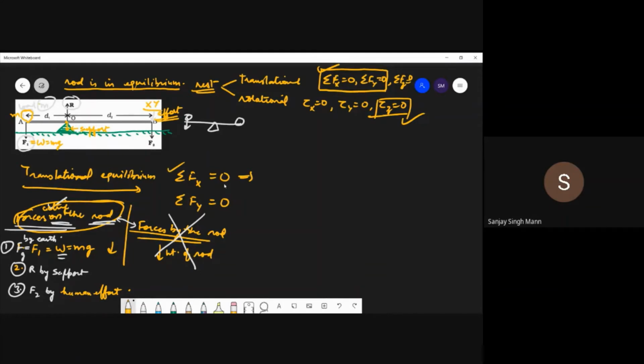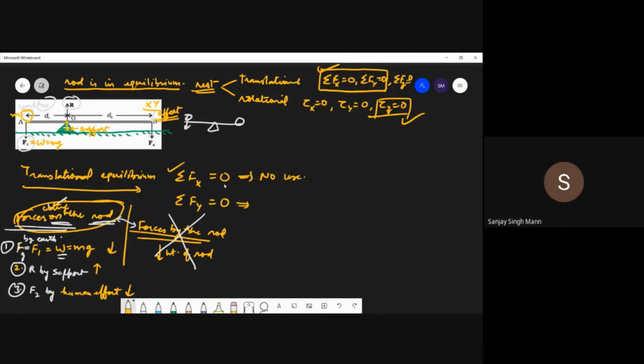either Fx or Fy. So which one of them is along the x-axis? No one is along the x-axis. All three of them are vertical. This support force is upward. This human effort is downward. So all the forces are upward or downward. So this is zero. There is no force along the x-axis, right? So this equation is of no use. Okay.